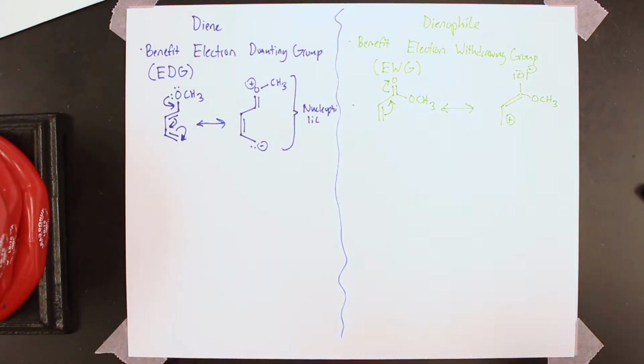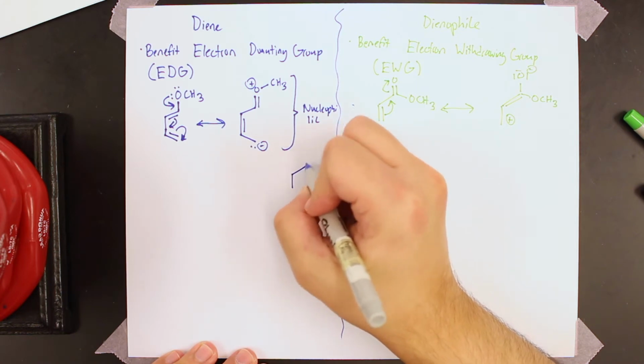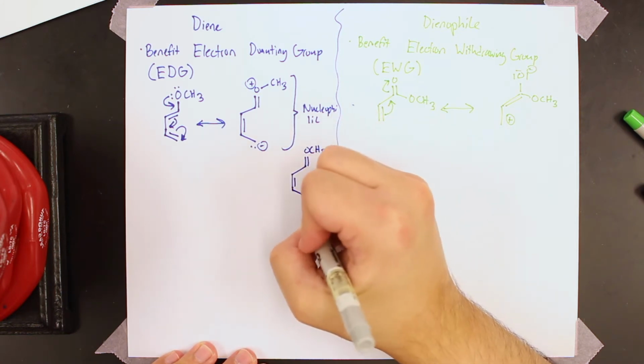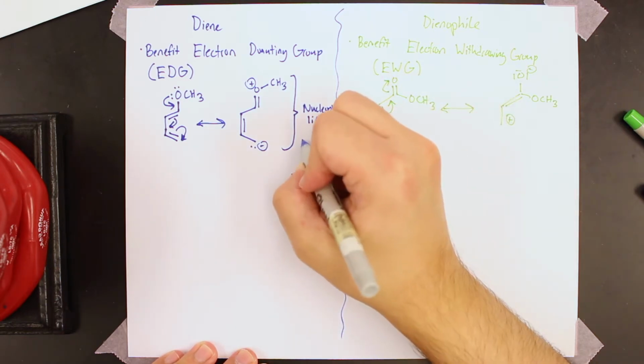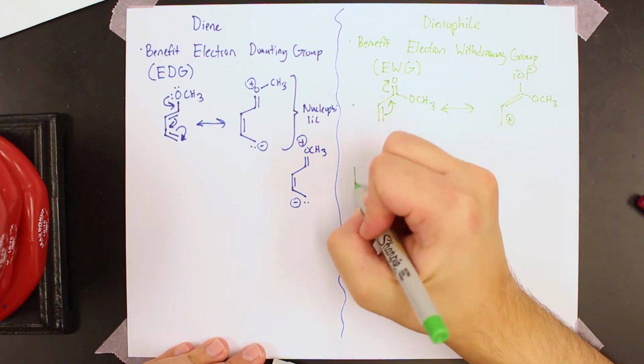Okay, and if we combine them, you can kind of see how a Diels-Alder reaction mechanism works. So if we take our diene in its resonance form, oops, forgot a charge, there we go, and then we take our dienophile here in its resonance form.